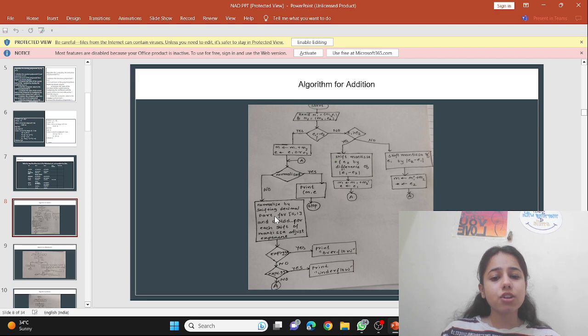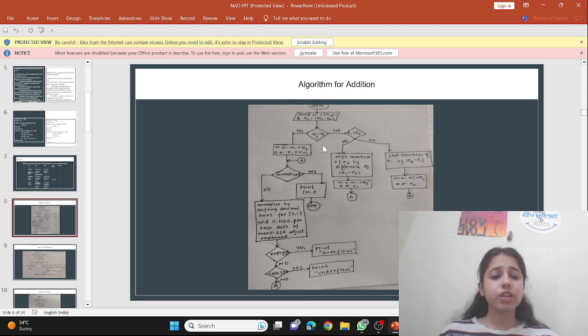Normalize by shifting decimal part for 0, 1 and check for error. For each shift of mantissa, adjust exponent. Exponent is greater than 999. If yes, then print overflow. If no, then we have to again check. Then exponent is greater than 999. If yes, then print underflow. If no, in first step we have checked that e1 is equal to e2.